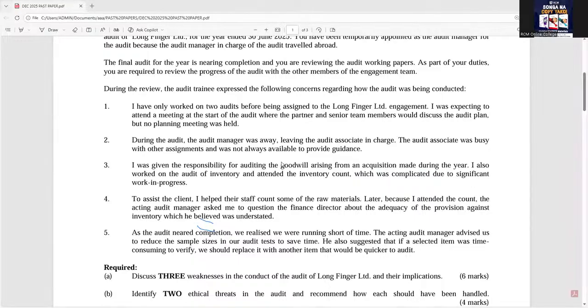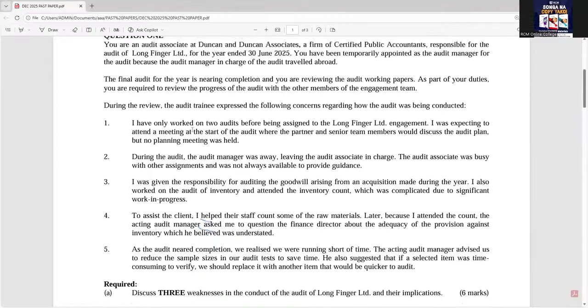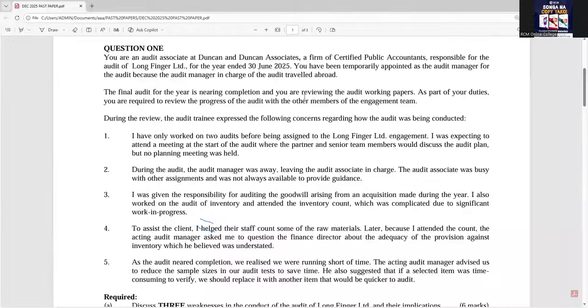Reducing the sample sizes, but there's something you people are not having in this case to think very fast. Listen to this. In this case, the final audit of the year is nearing completion and you're reviewing the audit working papers. As part of your duties, you are required to review the progress of the audit with the other members of the engagement team. During the review, the audit trainee expressed the following concerns regarding how the audit was having to be conducted. You can see in this case, they're having to engage an audit trainee.